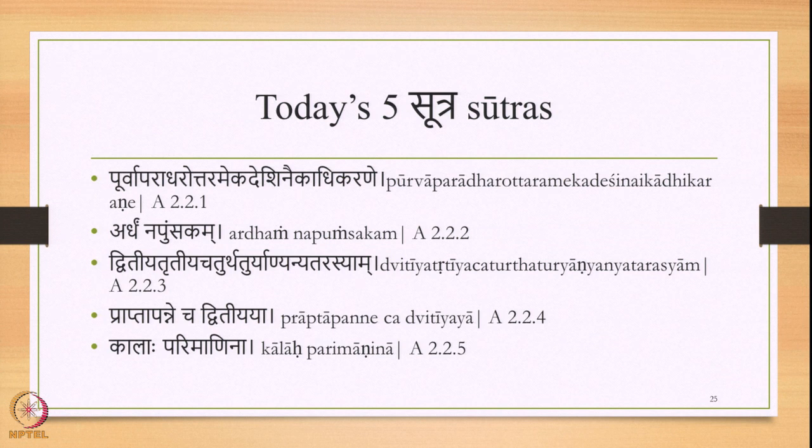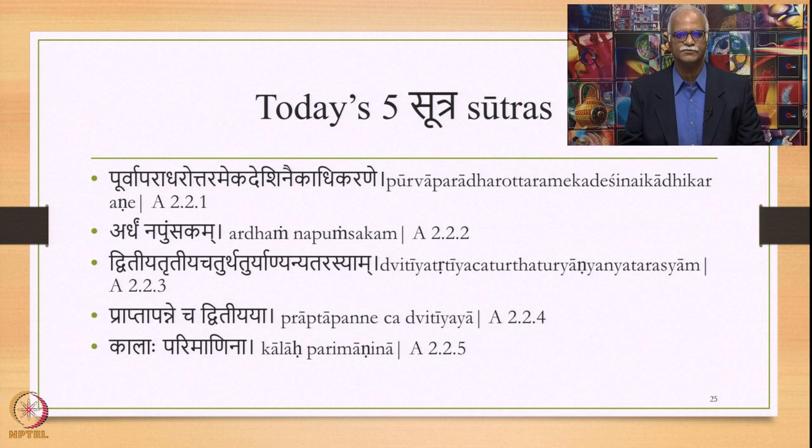And as is also our practice, we'll read the five sutras from 2.2 beginning. They are as follows. Purvaparadharottaramekadeshinaikadhikarane ardham napumsakam dvitiya tritiya chaturtha turyanyanyatarasyam praptapanne cha dvitiyaya kalah parimanina. I repeat. Purvaparadharottaramekadeshinaikadhikarane ardham napumsakam dvitiya tritiya chaturtha turyanyanyatarasyam praptapanne cha dvitiyaya kalah parimanina.